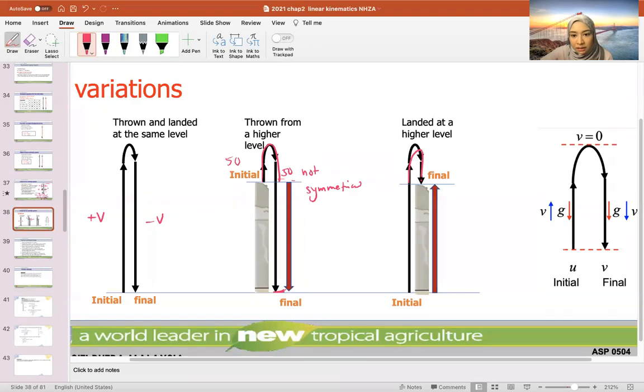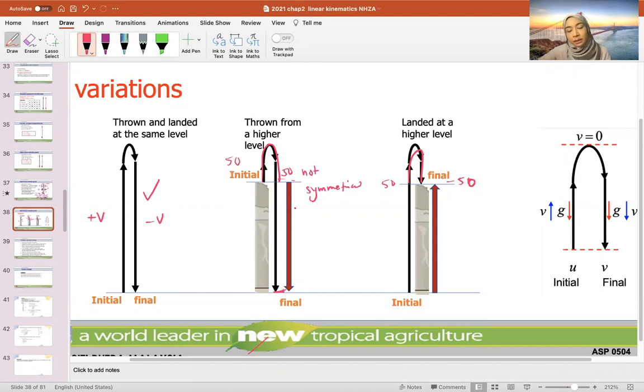Kalau kat sini 50 positif, kat sini negatif 50. Boleh lah. Only the part where it's symmetrical. The part where it's not symmetrical dah tak boleh dah. So better not pakai the symmetrical assumption lah, sebab selalunya orang salah pakai lah. Okay, so better pakai yang symmetrical approach ni untuk yang betul-betul symmetrical saja.